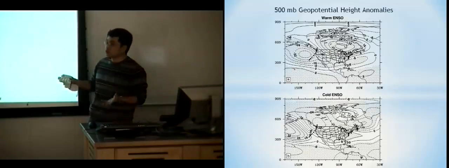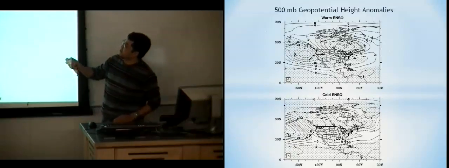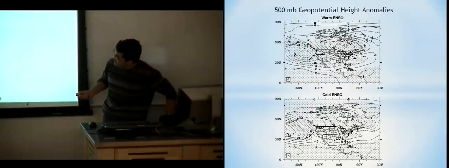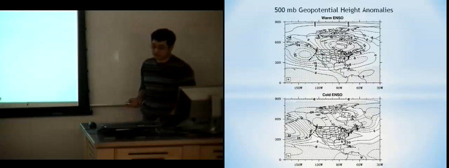So you see during the warm ENSO, the southern part of this ridge is weakened. That causes low pressure here, which brings a lot of moisture from the Pacific to the southwest. But during the cold ENSO, you see the northern part of this ridge is weakened. So this also brings moisture to the north, with increased precipitation in that region.